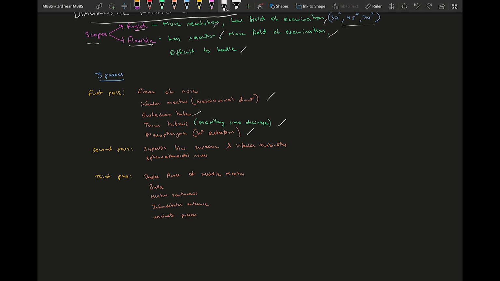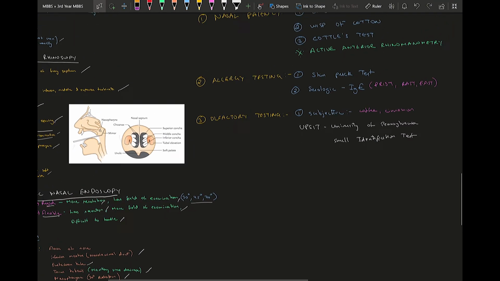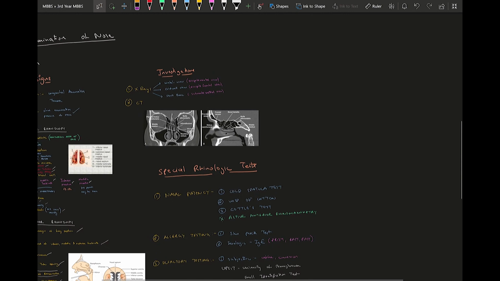Your second pass, you will go superiorly. So your first pass is inferior, second pass is superior. Between your superior and inferior turbinate, where your sphenoethmoidal recess is present, that will be your second pass. And your last pass will be the deeper parts of the middle meatus, this torus tubaris area I said, right? So you can go in and see the bulla, the hiatus semilunaris, the infundibular entrance, and the uncinate process. Basically, the maxillary sinus, ethmoid sinus, and frontal sinus drainages, and see if some kind of pathology is going on there.